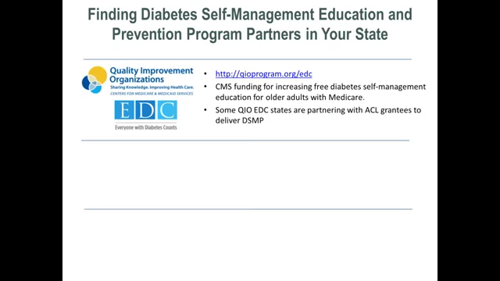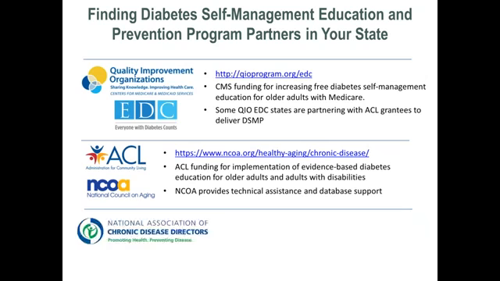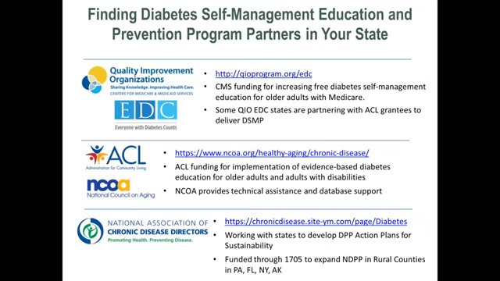And then to go through some of the other partners you may want to explore, your quality improvement organization. The quality improvement organization has contracts with the Centers for Medicare and Medicaid and is offering the Everyone with Diabetes Count. In Pennsylvania, we are partnering closely with them on our Administration for Community Living grant. So ACL, with partnership of the National Council on Aging, offers funding to implement evidence-based diabetes programs and chronic disease self-management programs. Again, I mentioned the National Association of Chronic Disease Directors.